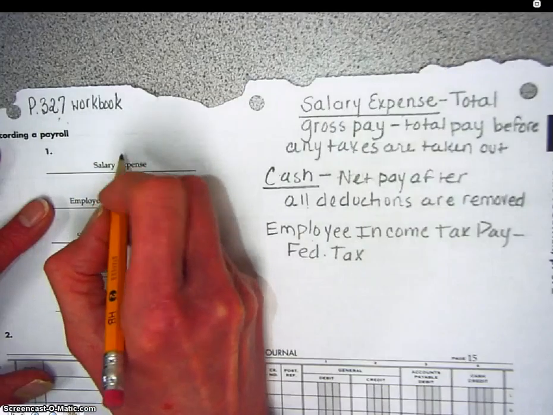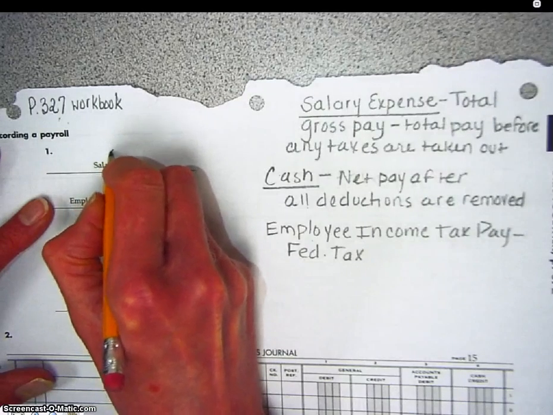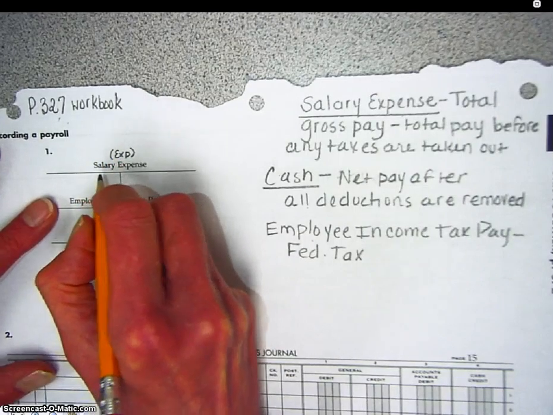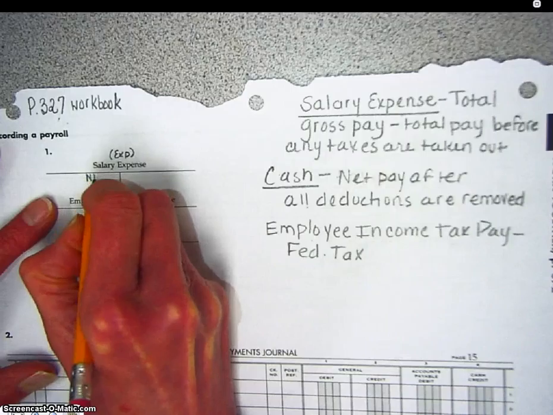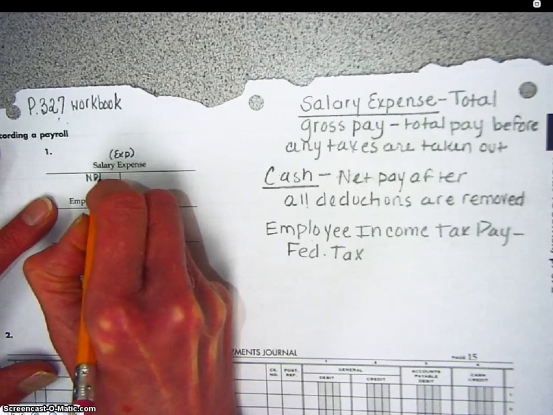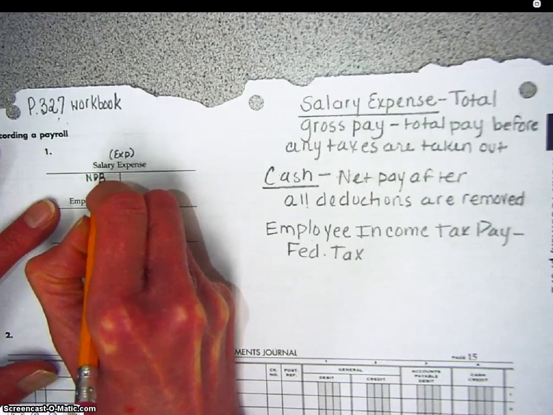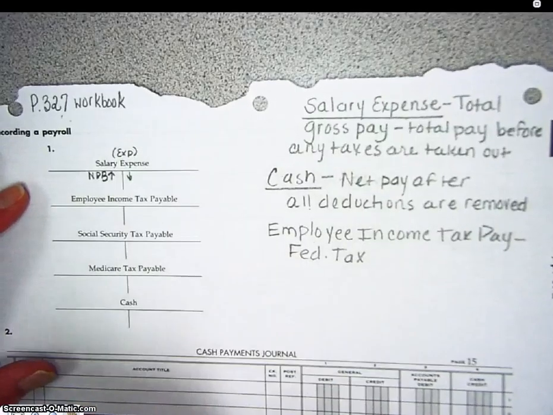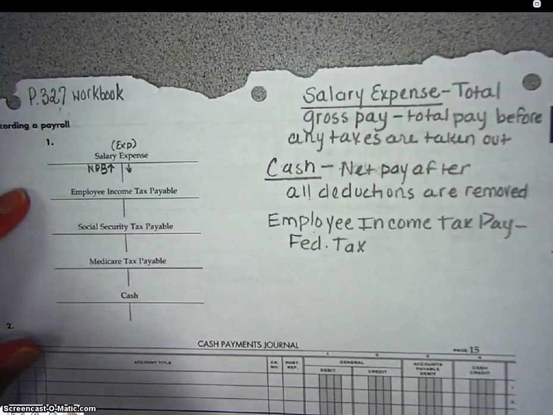Now, let's think about some of these accounts. Salary expense we know is our gross pay. We know salary expense is classified as an expense, and we know that salary expense has a normal debit balance. And we know expenses are always debited. So an account increases on its normal balance side, it decreases on the side opposite its normal balance.